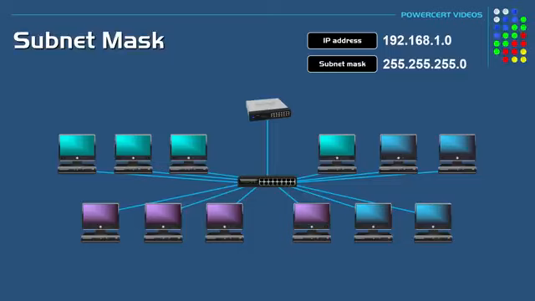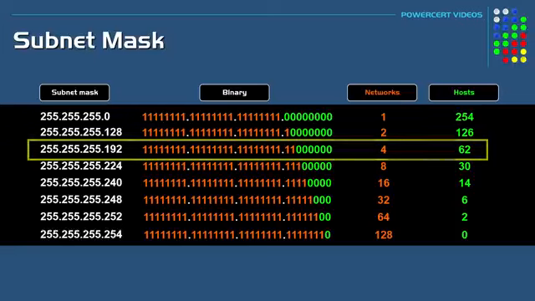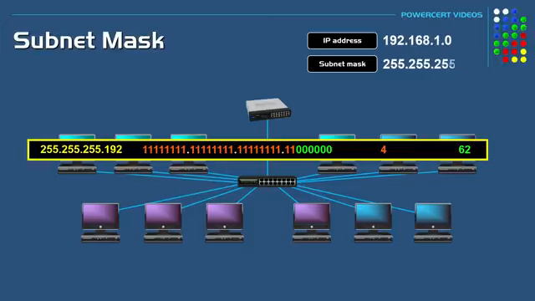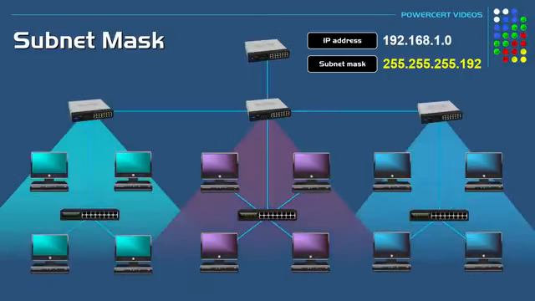So going back to our business example, if we wanted to break this network down into 3 smaller networks or subnets, we would have to borrow 2 bits from the host portion. So even though we only need 3 networks, this subnet mask will give us at least 4 networks to work with. So our new custom subnet mask for our 3 subnets would be 255.255.255.192. So now our network is broken down into 3 smaller networks or subnets.